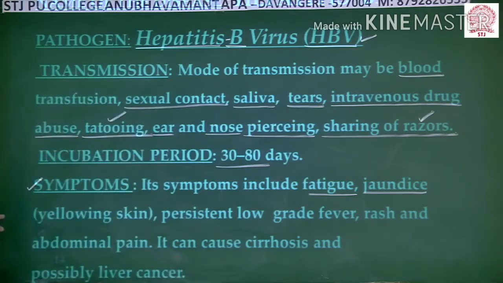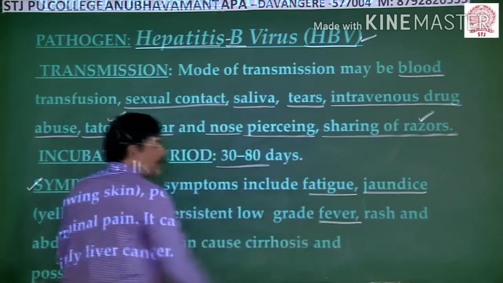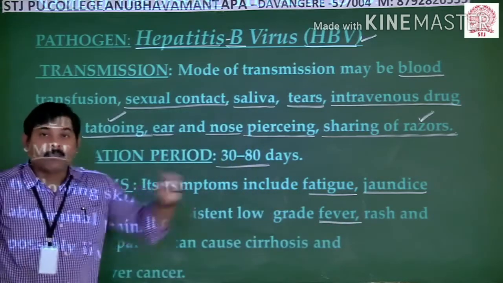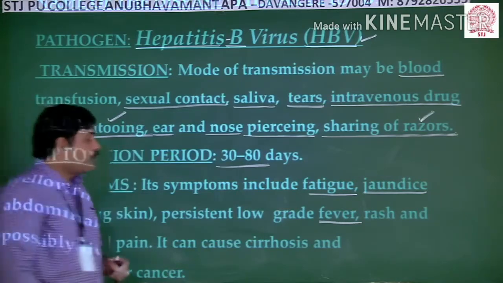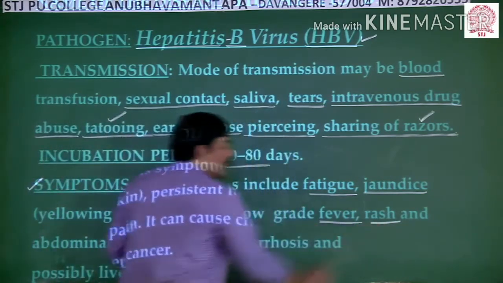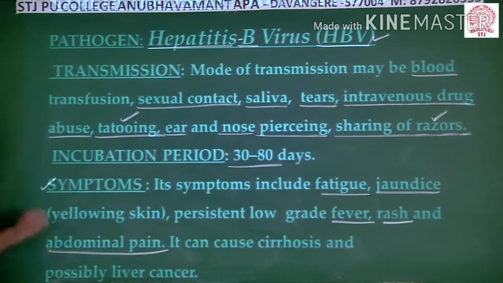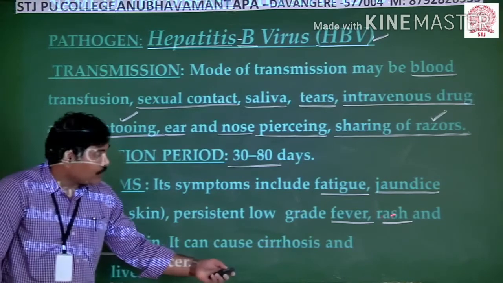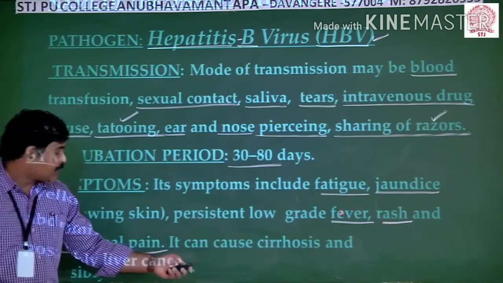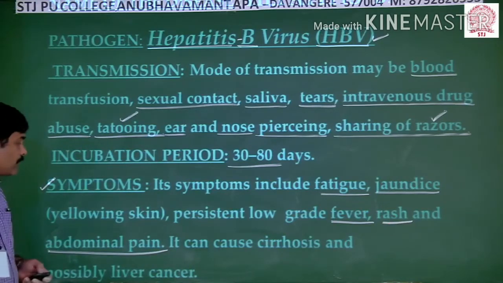And along with that, a persistent low fever, continuous fever, will be observed in a victim. Thereafter, rashes will develop on the abdomen, and severe abdominal pain can also be experienced. Severe abdominal pain, rashes on the abdomen, and continuous fever are all symptoms of the disease.